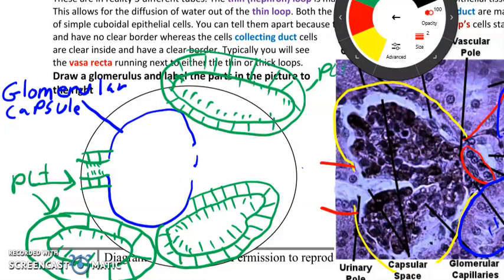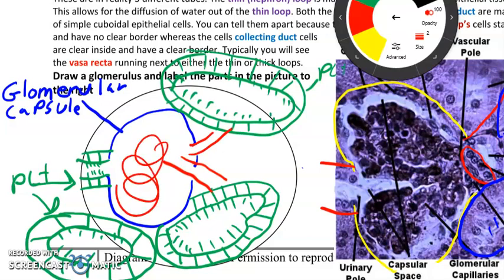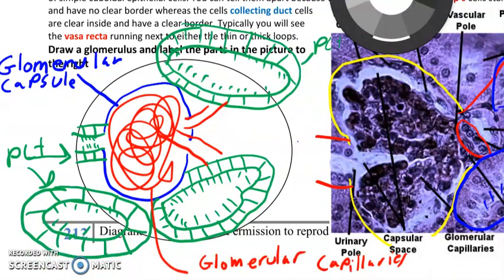Then we have a blood vessel. And the blood vessel is going to come in here and it's going to leave here, and we're going to have capillaries in there. And you don't have to draw them, so these are glomerular capillaries. Now in here are going to be some special cells called the juxtaglomerular cells. And these cells, they're basically right there, are watching blood pressure.